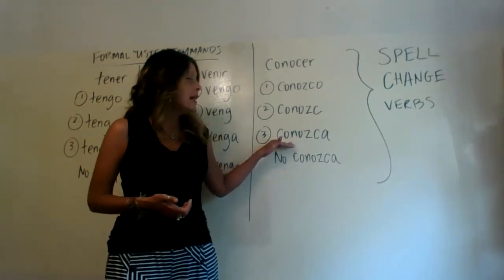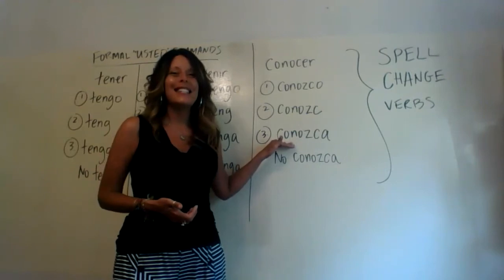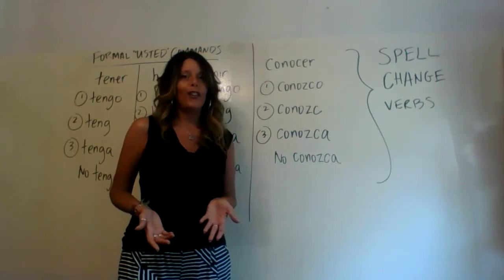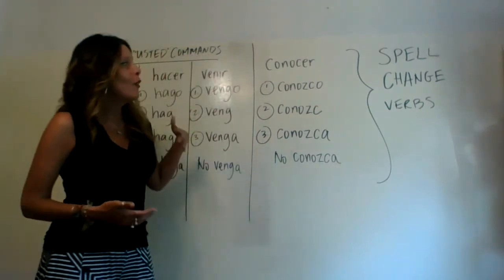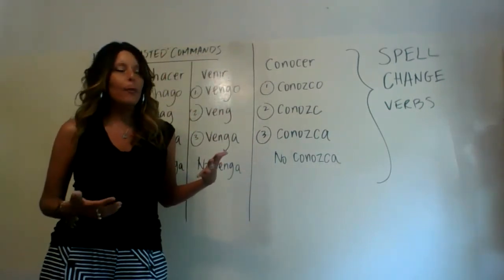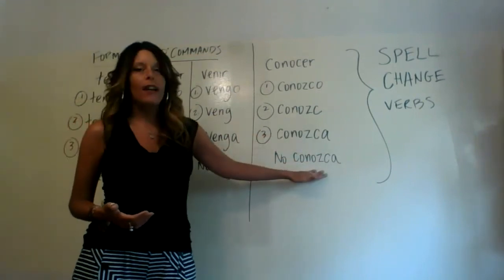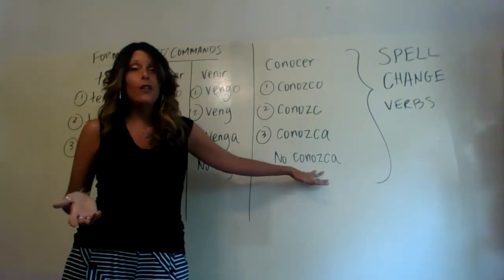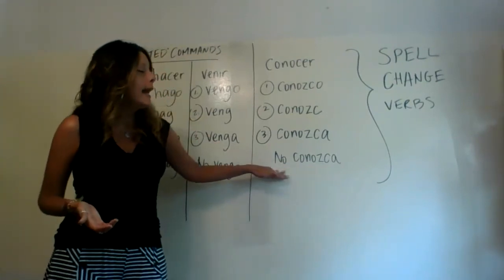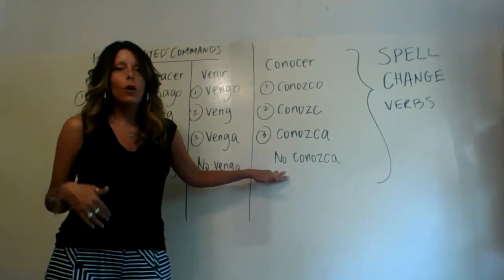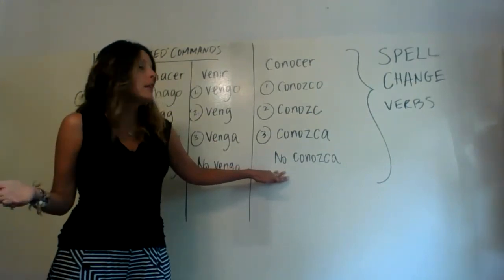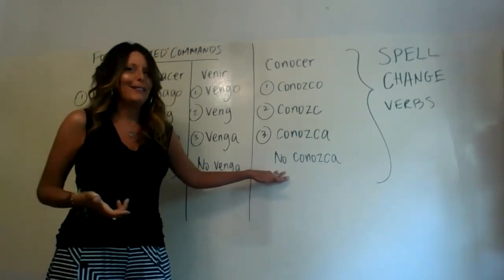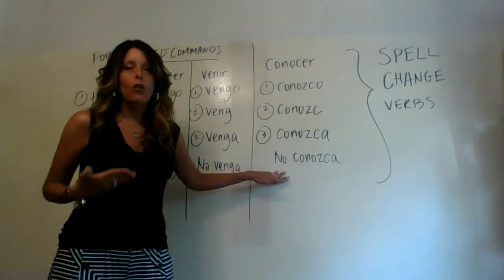Conozca. Remember for the last time in this video that for formal usted commands, whether you have the affirmative or the negative, your verb doesn't change. The spelling, the conjugation of your verb doesn't change. All you do is add the word no in the front. So know or get to know, conozca; don't know or don't get to know that person, that's the bad person over there, whatever, it will be no conozca.